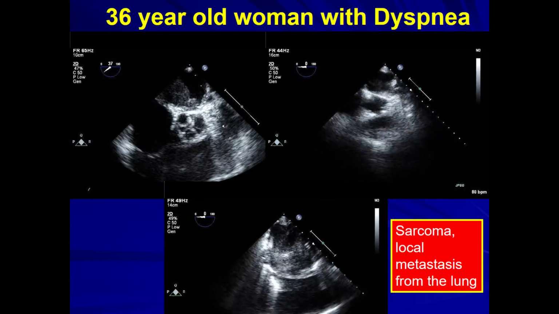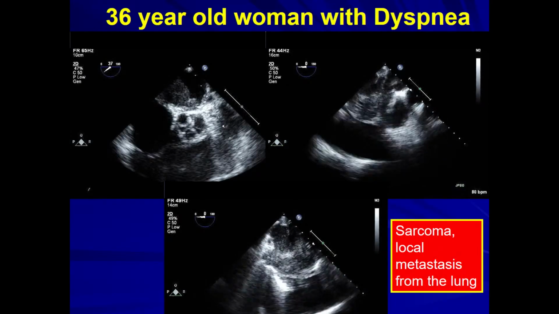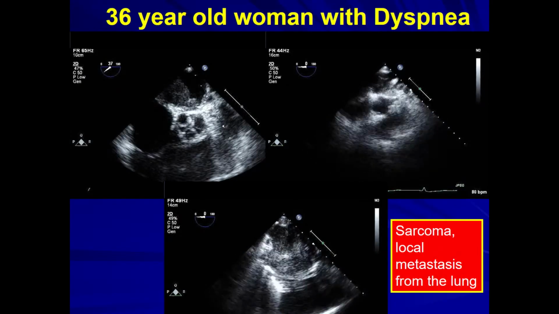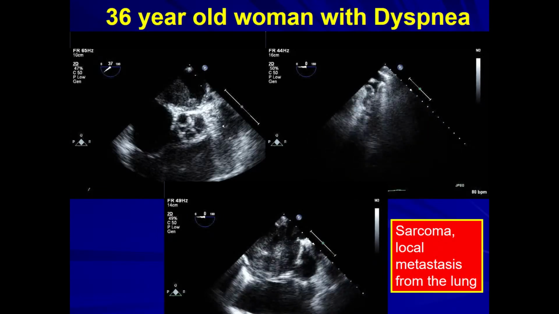But again, this is showing you the inferiority of echo. This person definitely would need further imaging to try and determine the source. And this was a sarcoma with local metastasis from the lung.